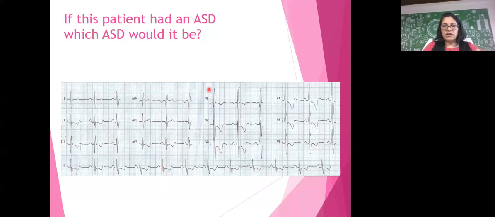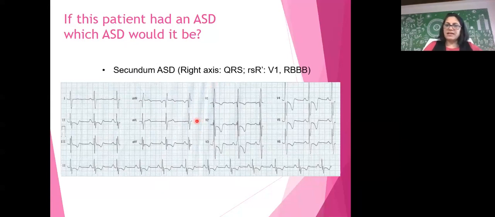This is what's called an incomplete right bundle branch block, right? Look at this. Look at V1. V1 is very good for ASDs. So which would this be classic for? This would be a secundum ASD, right? Right axis, RSR prime in V1, right bundle branch block.